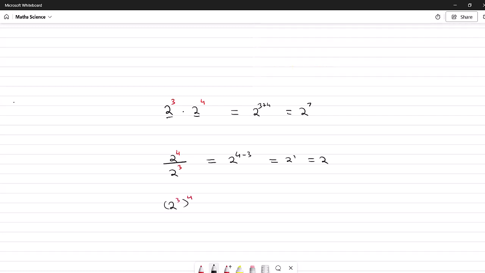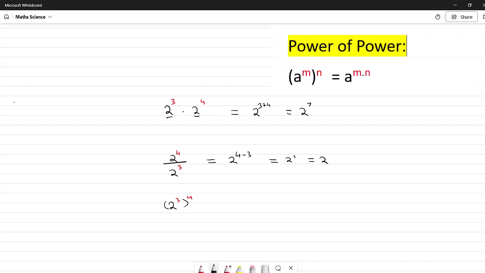Now let's go over another main rule, which is the power rule, where if you have a power here, so you have 2 to the power of 3 and this whole thing to the power of 4. Here what happens is this just becomes 2 to the power of 3 times 4. So we multiply the exponents, and 3 times 4 is 12. So this just becomes 2 to the power of 12, and here's our answer.